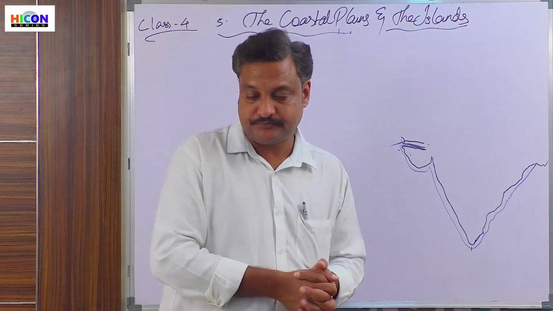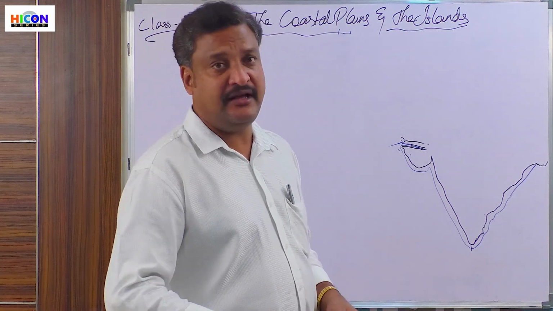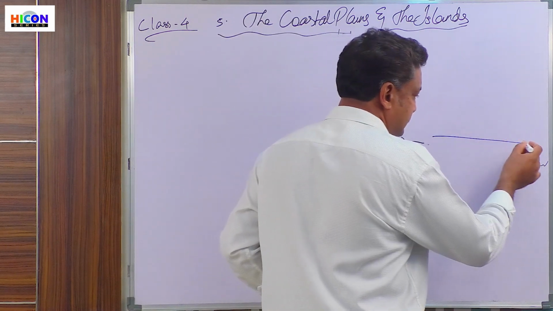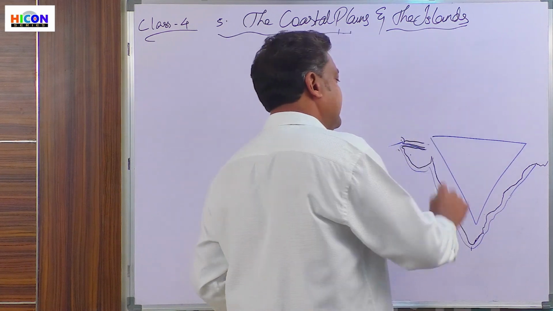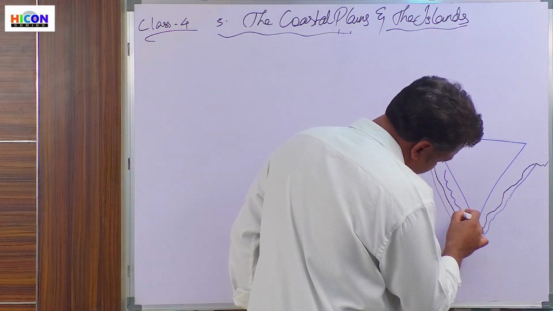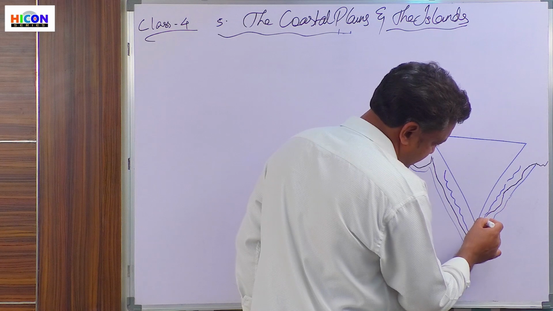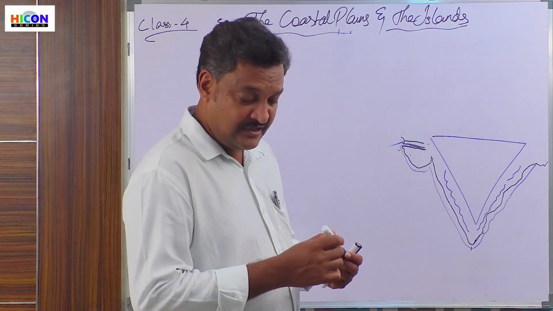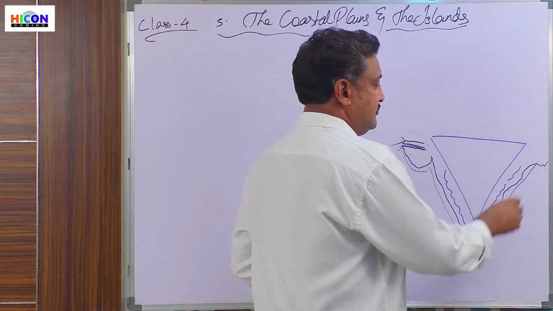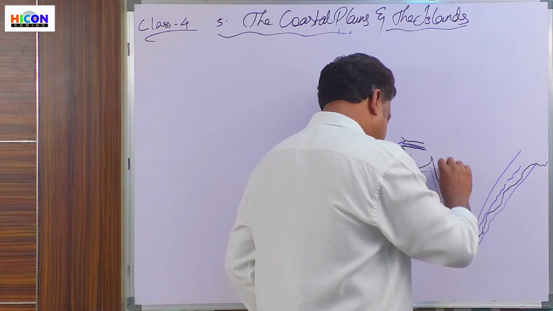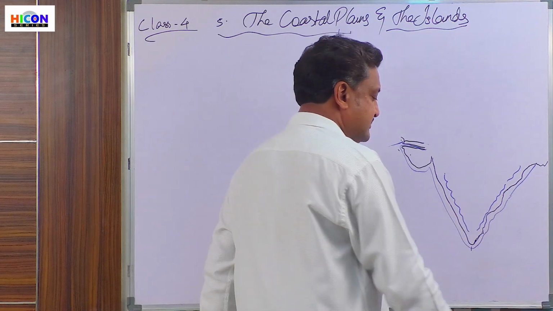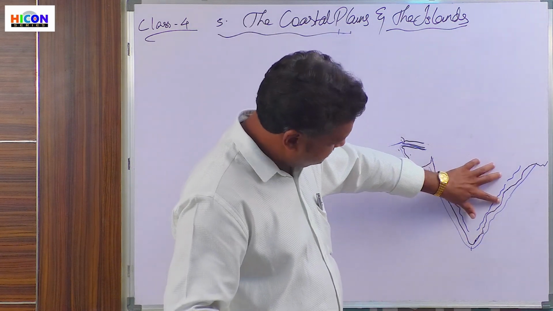Got it? Okay. So, in the previous lesson, we learned that there is a triangular shaped plateau located in the Peninsula region, and this is marked with ranges of mountains on the eastern and the western side, isn't it? And we have also learned that the hill ranges on the west are a continuous mountain range, whereas the hills on the eastern side are broken hills.